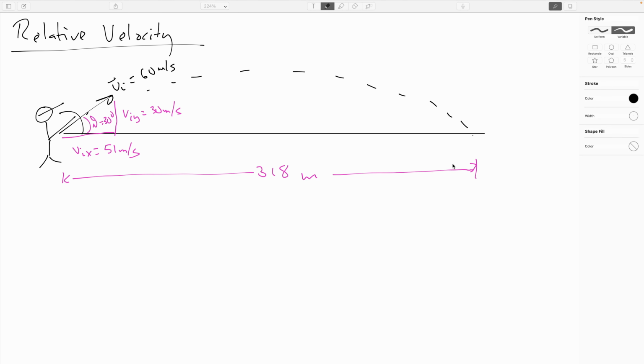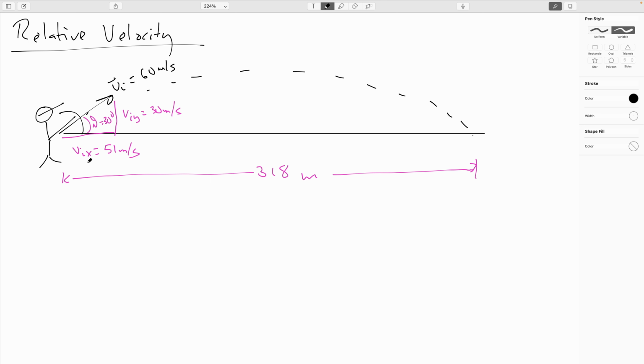In the last video, we finished up by looking at this example where we had an archer who was trying to shoot an arrow for distance, shot the arrow at 60 meters per second, 30 degrees above the horizontal. Neglecting air resistance, we figured out that the arrow landed 318 meters downrange. Now here I have actually worked out what the x and y components of the initial velocity were.